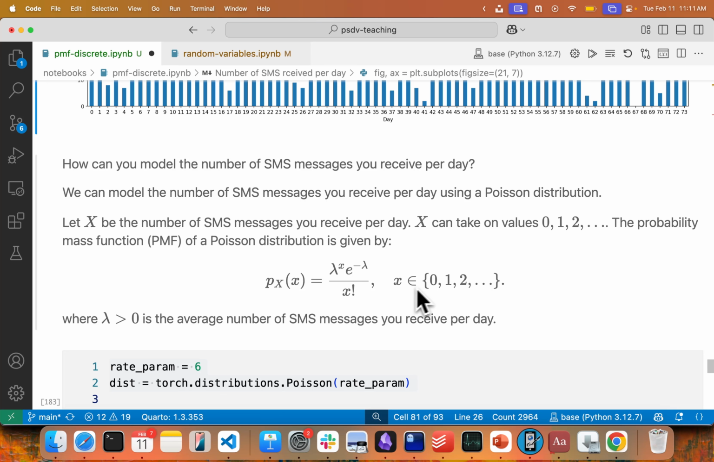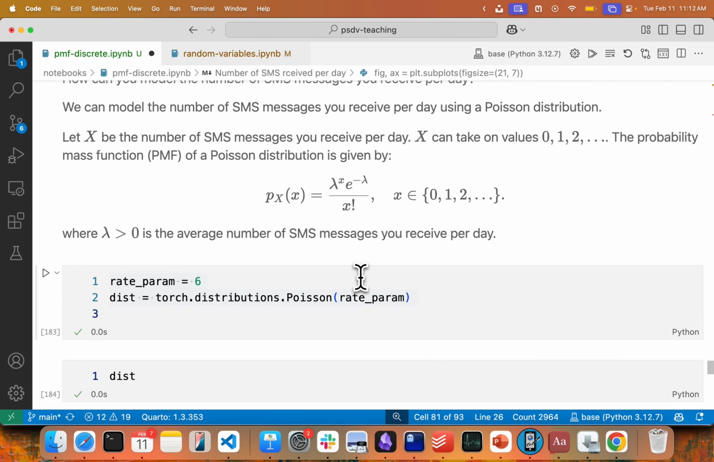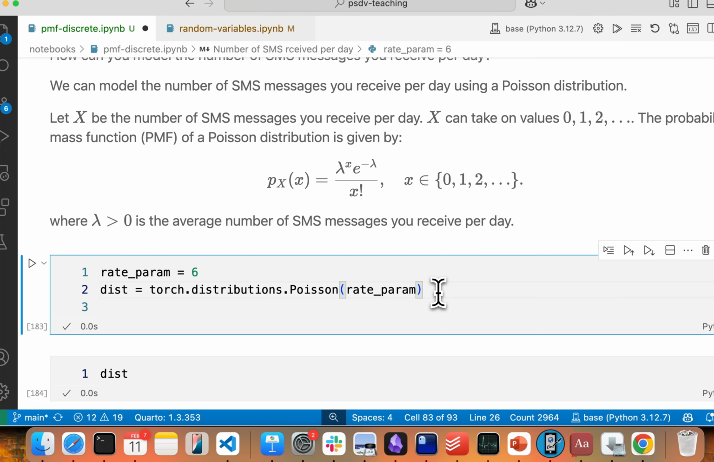So X can be 0, 1, 2, 3 and so on. X, the number of messages that you'll get, has to be an integer. You cannot get -1 or 1.2 messages. Lambda greater than 0 is the average number of SMS you receive per day. That's the model parameter. So if I define this rate parameter to be 6, I create this distribution.